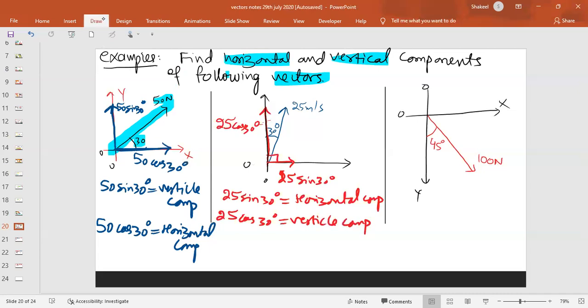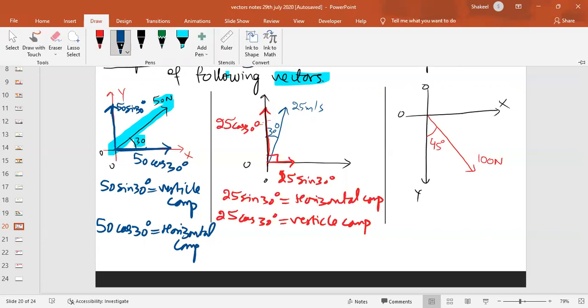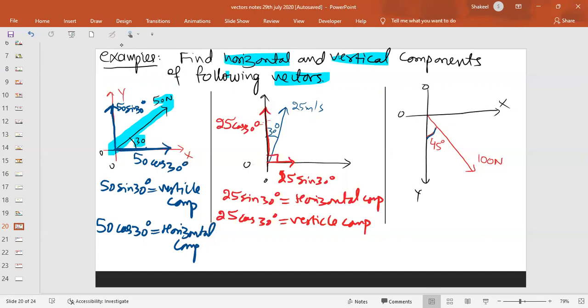Okay, now for this one, you can pause the video and do it yourself, and then play it to check the answer, right? Okay, so now when you resolve it, this is the angle, so adjacent to the angle is cos. So this component would be 100 cos 45, and this component will be 100 sine 45. So that's how you split a vector into its two components.